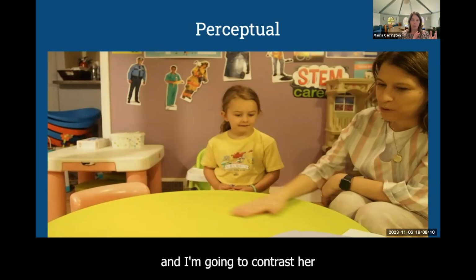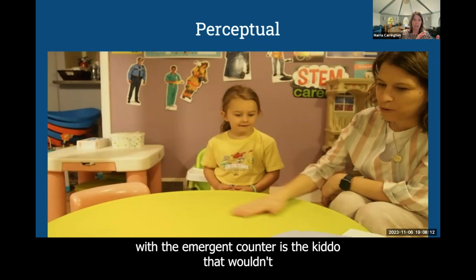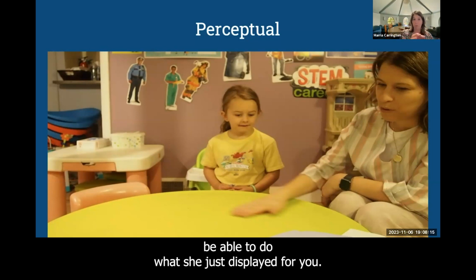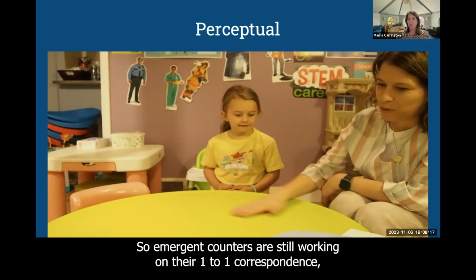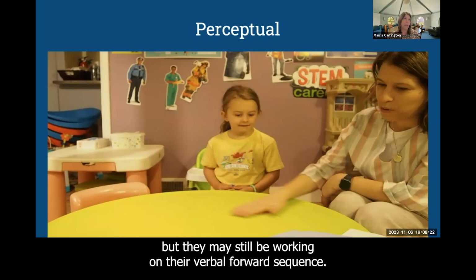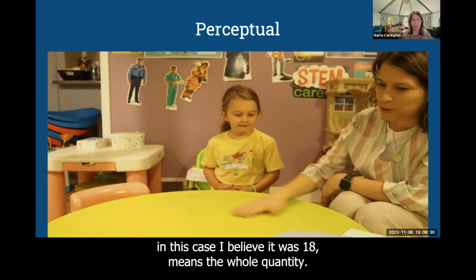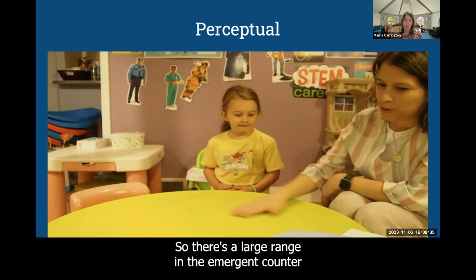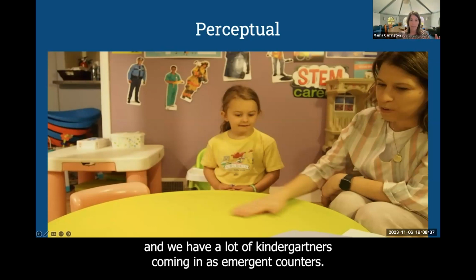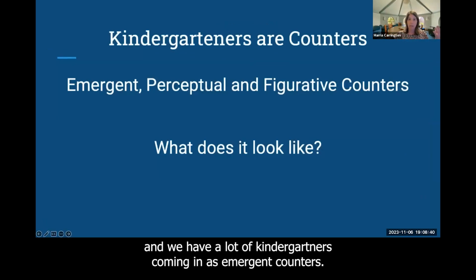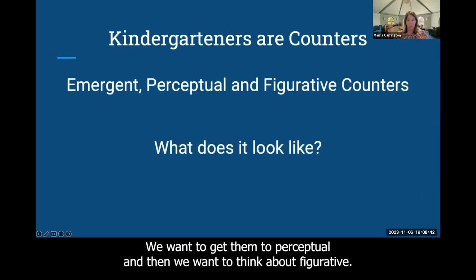And I'm going to contrast her with the emergent counter, the kiddo that wouldn't be able to do what she just displayed for you. So emergent counters are still working on their one-to-one correspondence. They may still be working on their verbal forward sequence. They may not understand that the last number they say, in this case, I believe it was 18, means the whole quantity. So there's a large range in the emergent counter. And we have a lot of kindergartners coming in as emergent counters, and we want to get them to perceptual, and then we want to think about figurative.